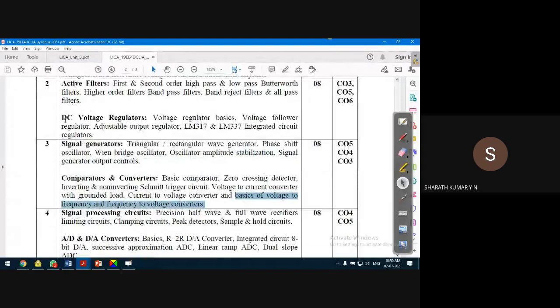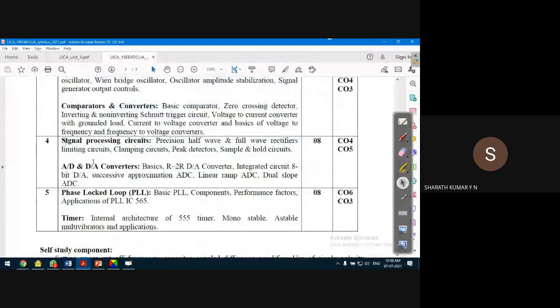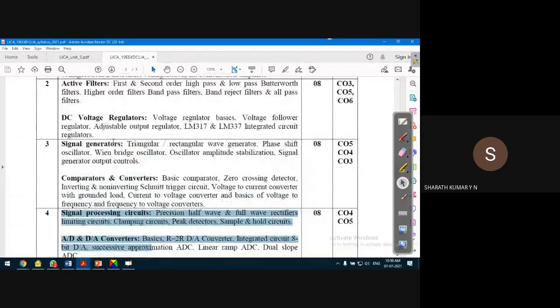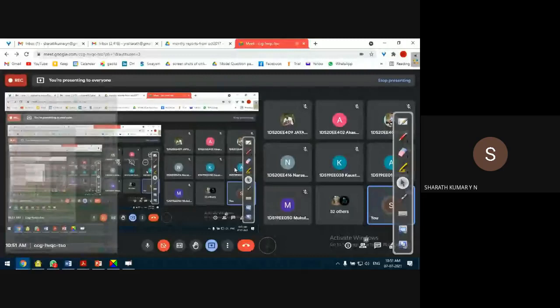Okay, fine. With this the third unit is complete. I'll share this PPT with you guys. In the next class, we'll start with the signal processing circuits. And for the test, it is from the DC voltage regulator of the second unit up to the comparators and converters, third unit, for the internals. Because I have to rush, I want to finish this, because for the internals we are including this concept also, voltage to frequency and frequency to voltage converters.